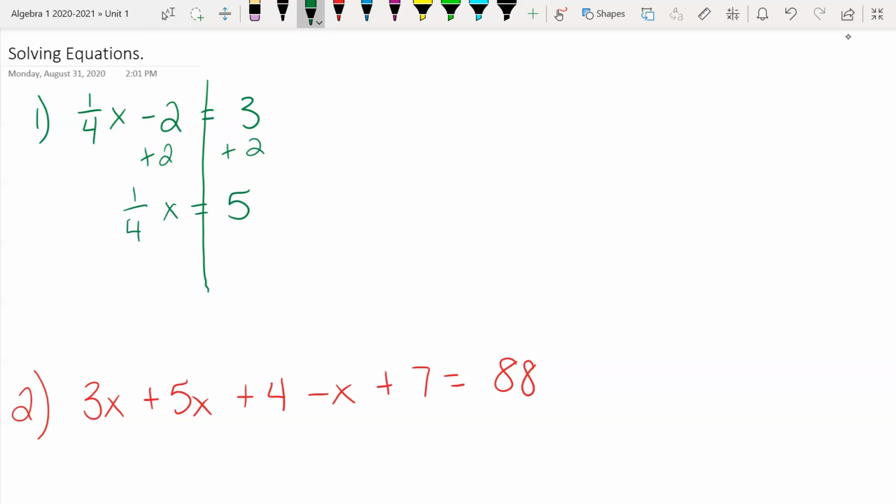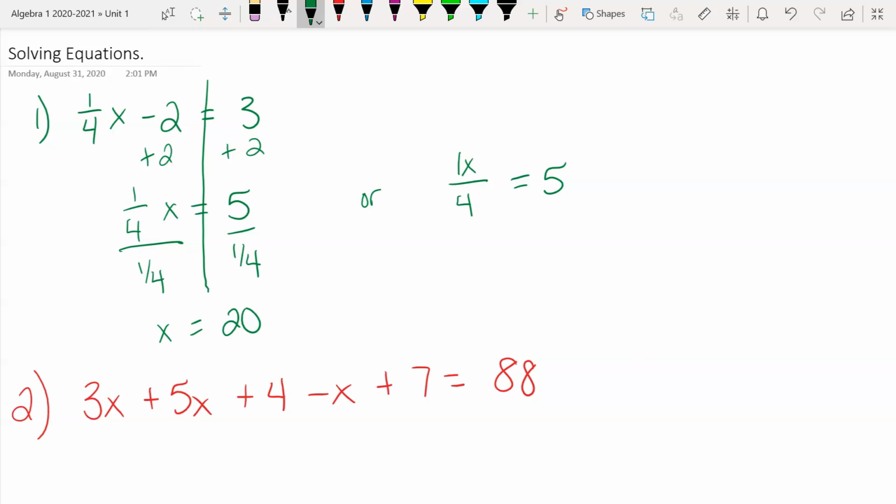And then there are 2 different ways to solve this. I can leave it like this, or I can rewrite it as 1x on top divided by 4 equals 5. If you're going to do the left-hand one, I would divide by 1/4 because right now you're multiplying the x by 1/4. You would type that into your calculator and get your answer.